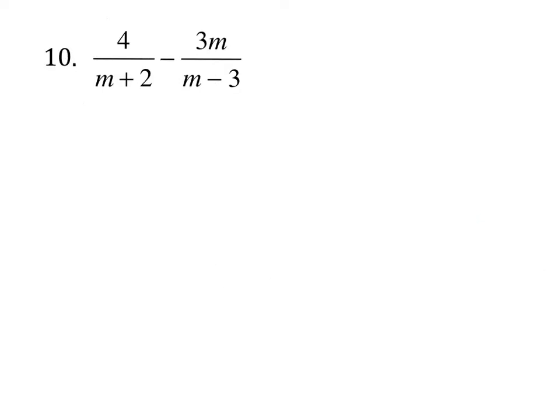In number 10, we are subtracting. We have 4 over m plus 2 minus 3m over m minus 3. When you subtract or add fractions, we need to make sure that they have the same denominator before we do anything. So to get them to have the same denominator, I'm going to multiply the first fraction by m minus 3 over m minus 3.